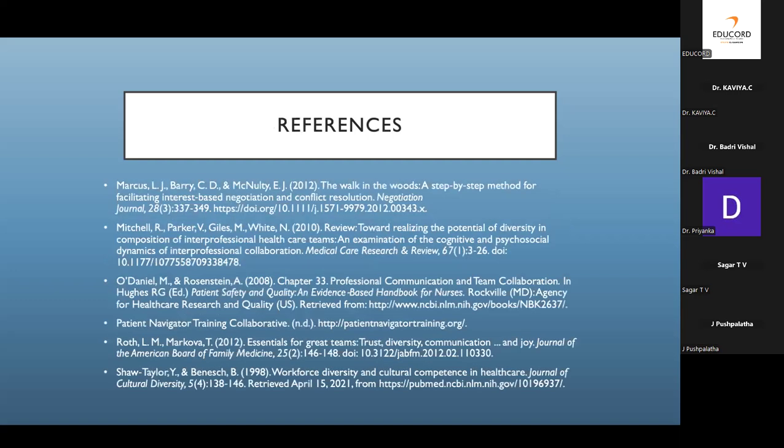So these were the references which I used from a few of the papers and the online resources.